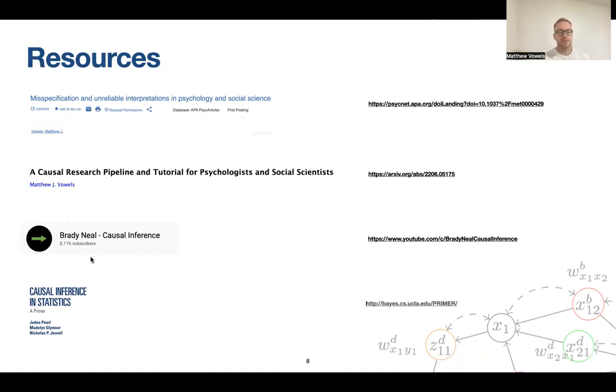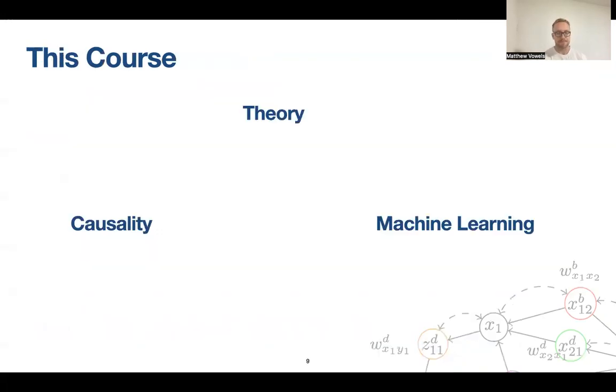There's a course that I've leaned on for material by Brady Neal, which is absolutely excellent. I highly recommend checking it out. It's much more general than mine in the sense that mine's more geared around social scientists and psychologists. And also there isn't a machine learning section, but nonetheless, it is an absolutely fantastic course, highly recommended. The book Causal Inference in Statistics: A Primer by Judea Pearl, Madelyn Glymour, and Nicholas Jewell is also a very accessible introduction to the use of causal techniques.